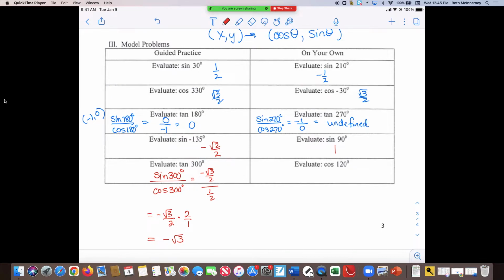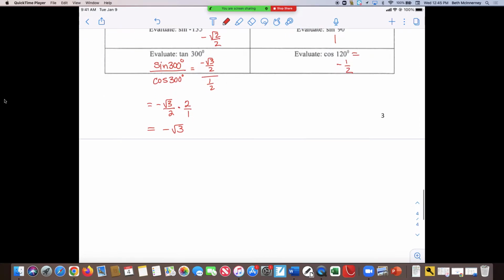All right, so cosine 120. Anybody, what'd you get? Negative 1/2. There you go. All right, so here's your big idea. Okay, let's kind of put this at the end. Here's the big idea.